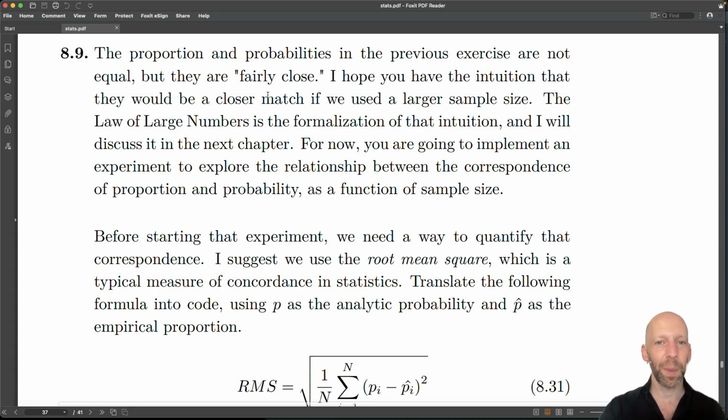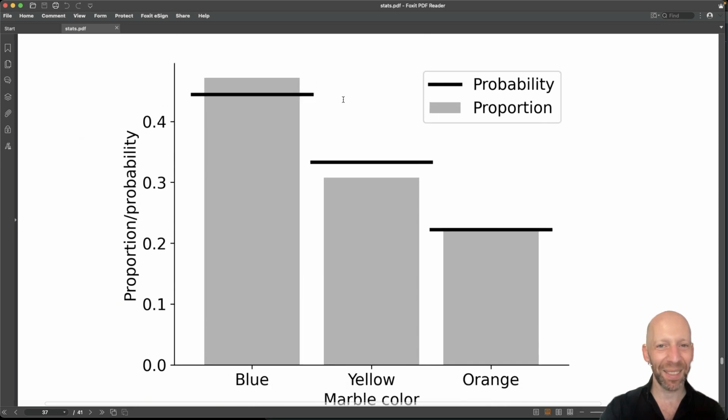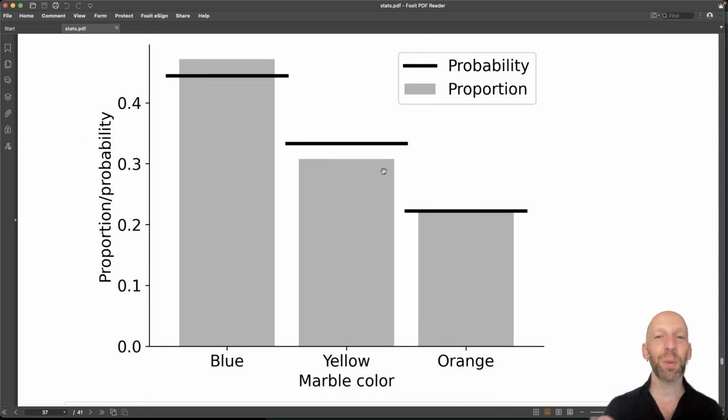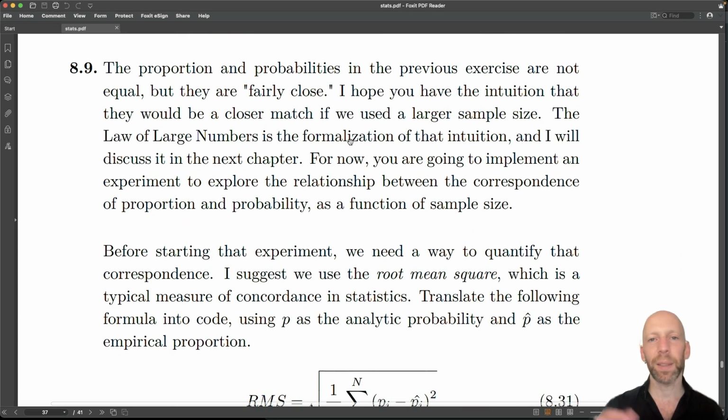So let's see. I hope you have a sense. Let me scroll back up to this figure. So here we saw mismatch. Here we drew 500 marbles at random. Now you can imagine if we drew, let's say, 3 marbles at random, we would not expect the empirical proportions and the analytic probabilities to be super closely matched. But if we drew 1,000,000 marbles at random, I hope you have the intuition that the bars and the lines should be closer together the higher the sample size. Okay, so that's the basis for this exercise here.